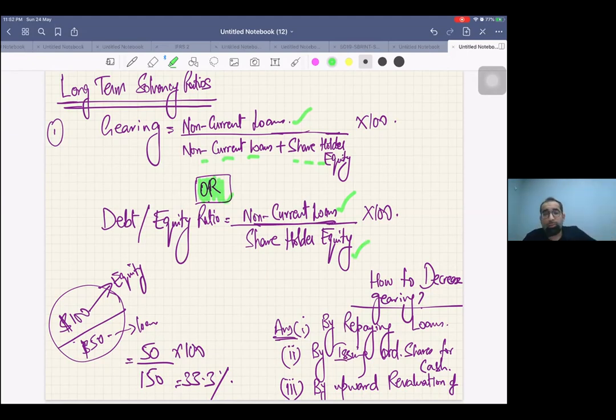Okay. Now, a student will ask one question. Sir, as these two formulas are different, definitely the answers will also come different. So which formula shall we use in the exams? If the examiner is silent, not saying anything, then use the first formula. But if the examiner has written the formula in the exam, then use the formula guided by the examiner. Normally in advanced level qualifications, the examiner writes the formula for the ratio, so you don't need to worry about it.